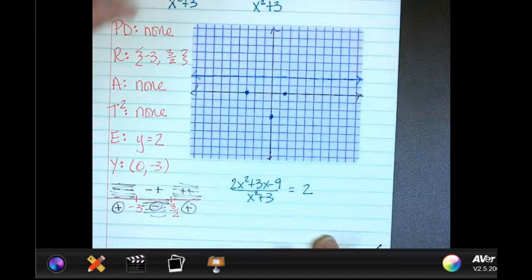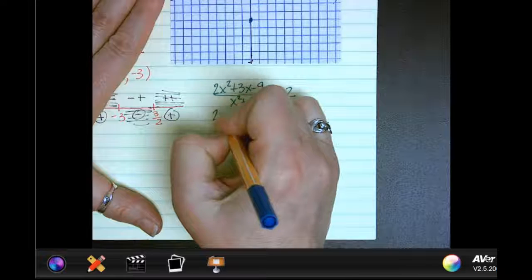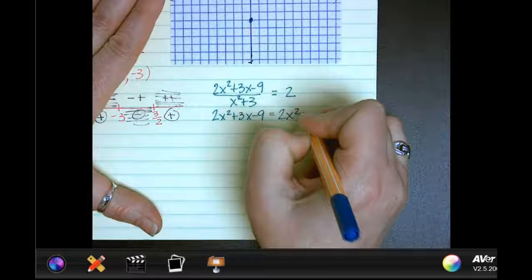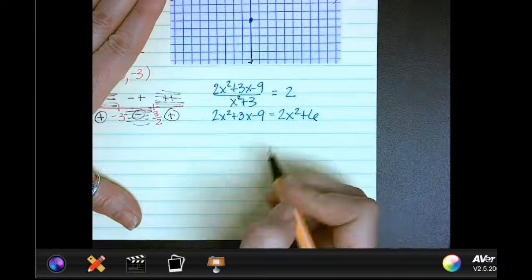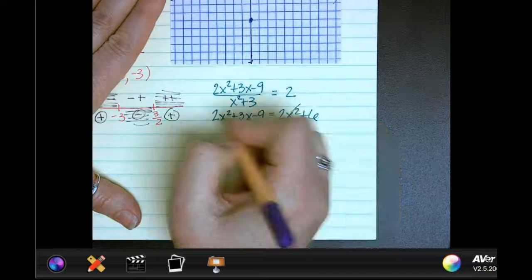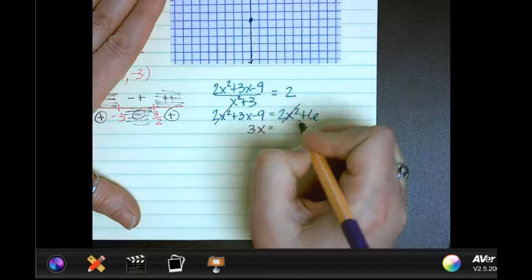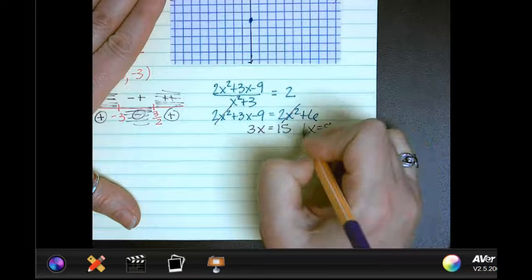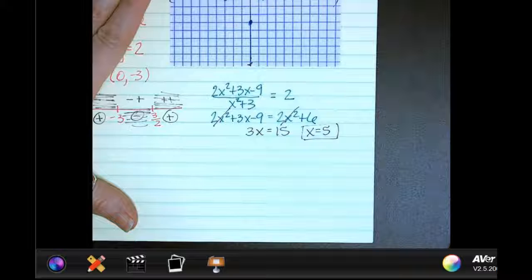All right, so then I just go in here and solve this. In order to do this, I'm going to multiply both sides by that x squared plus 3. So this is going to give me 2x squared plus 3x minus 9 equals 2x squared plus 6. And then I solve this so I can subtract 2x squared from both sides. Everybody knows where that 6 came from, right? You get 3x equals what? 15. Good. 3x equals 15, and then x equals 5. So this right here, what does this tell me? That it does cross, and it crosses when x equals 5.